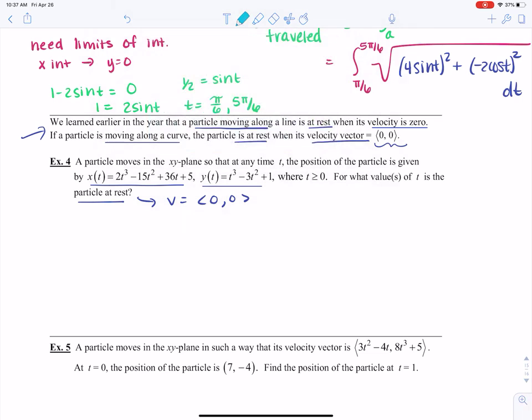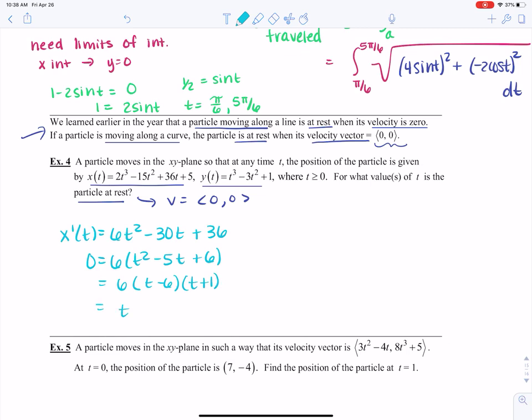Okay? So let's start by finding that velocity vector. We need to find x prime of t. So 6t squared minus 30t plus 36, and I'm going to set it equal to 0 by factoring out a t. So I get t minus 6 and t plus 1. So t equals 6 and t equals -1.